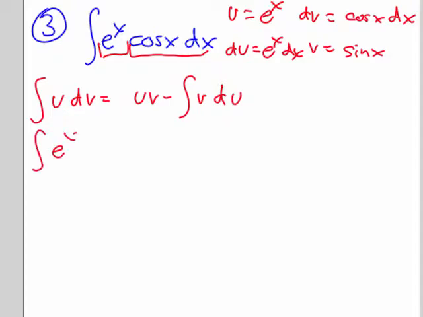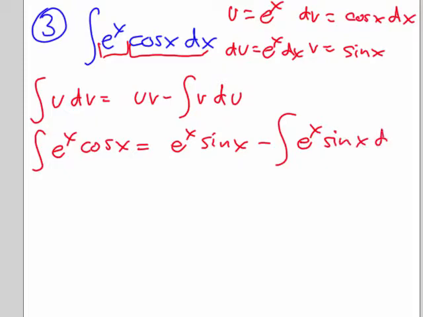And so my original integral is u times v minus the integral of v du. Well, notice that this integral we are not able to evaluate directly. We are going to have to use another integration by parts, as we did with the last question. So we're going to create a new u and a new dv.